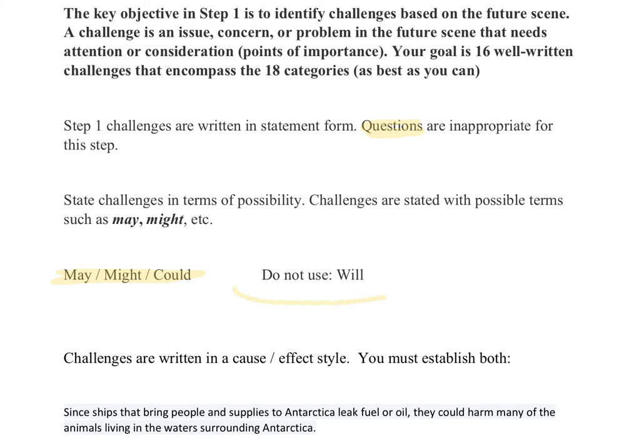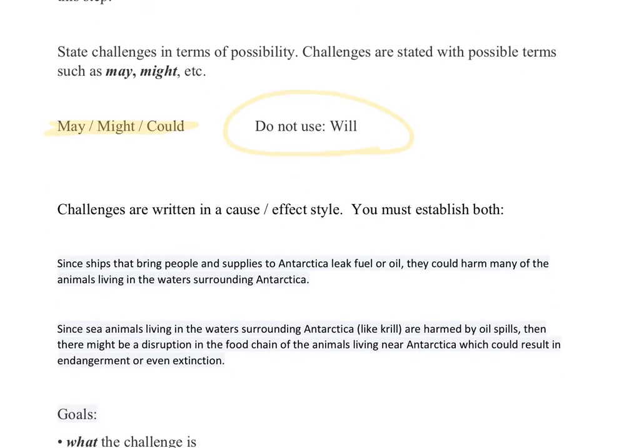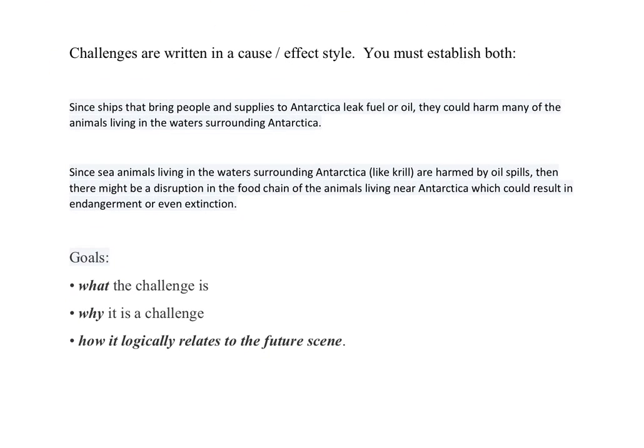If you say will, you get credit for the first 4. But then after that, anytime that you say will, you'll no longer receive credit for that challenge. It's important to write challenges in a cause and effect style. You must establish both.